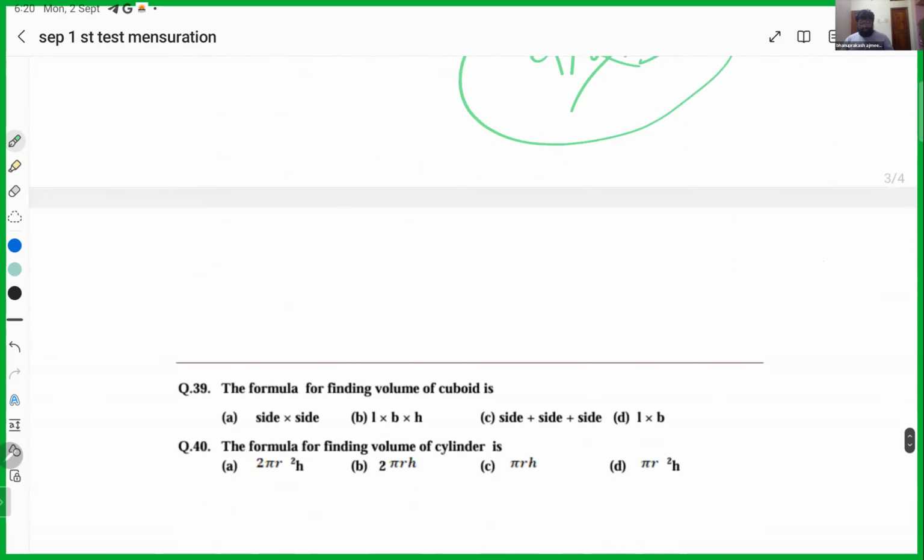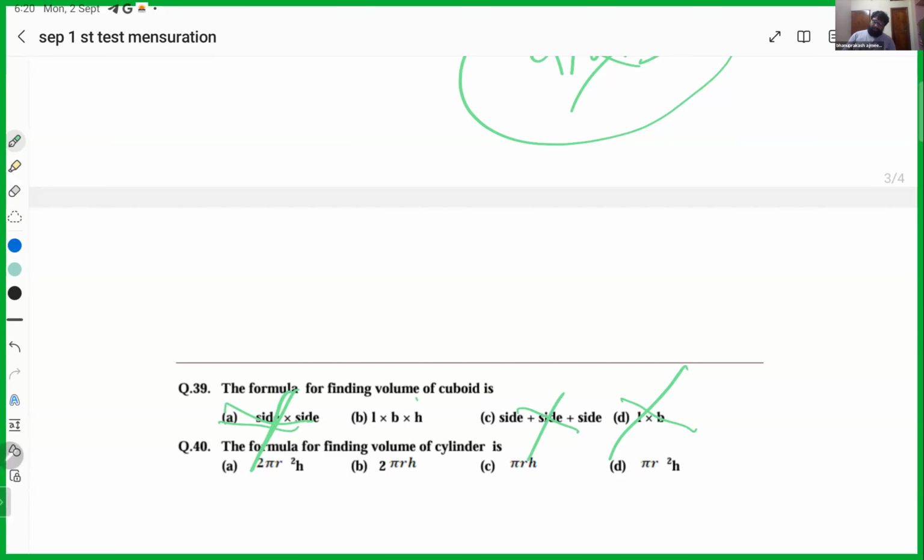Next, 39. The formula for finding the volume of a cuboid. Any confusion till now in understanding any question? No, sir. Side into side is not possible, because side into side means you are ultimately calculating the area. Length into breadth is also not possible, again you are calculating the area. Side plus side plus side is also not possible, you are not calculating any perimeter here. You should calculate the volume.